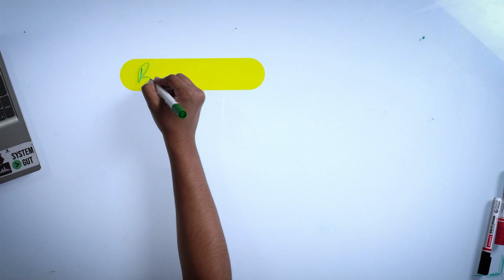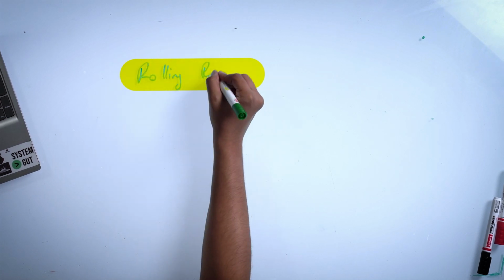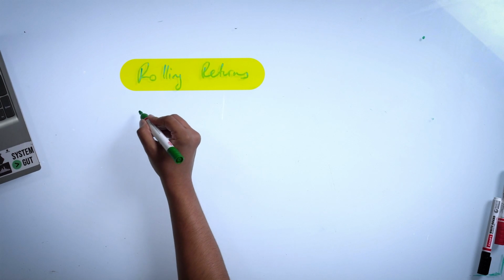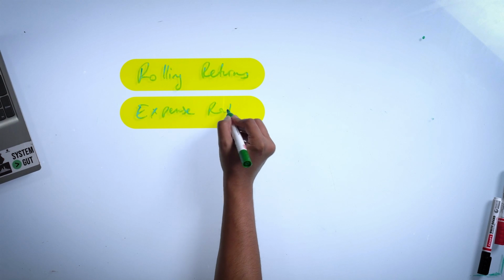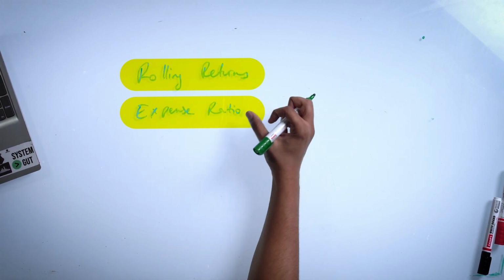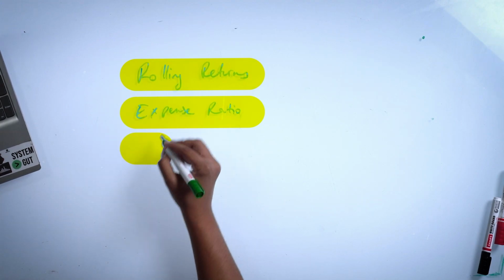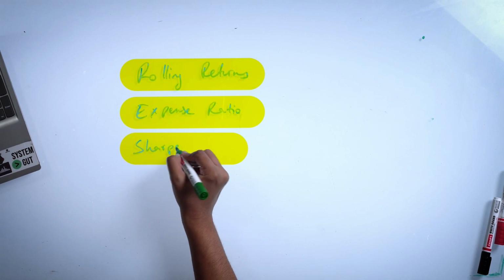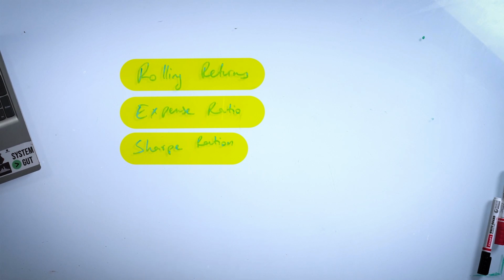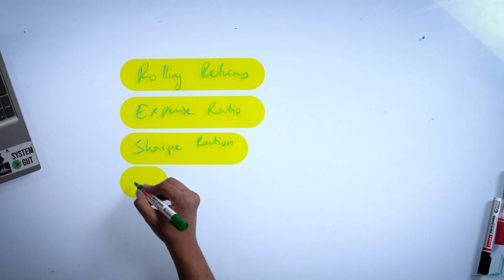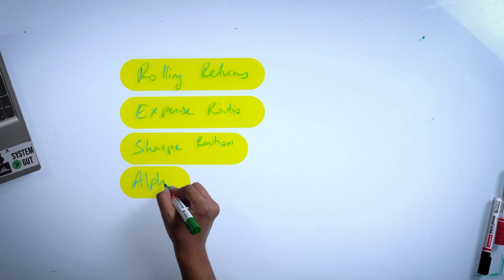In fact, let me write all the metrics down here. The first is going to be rolling returns. The next is going to be your expense ratio. This is the cost you will pay for the mutual fund manager to actually manage your account. Then there is something called the Sharpe ratio, which we discussed at the opening of this video, which is a measure between the risk taken for the reward that you are likely to make. And then there's, of course, alpha.